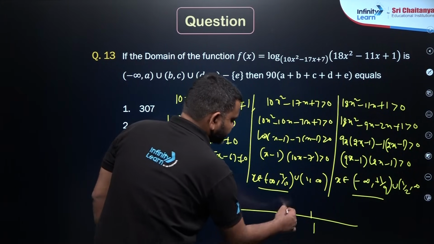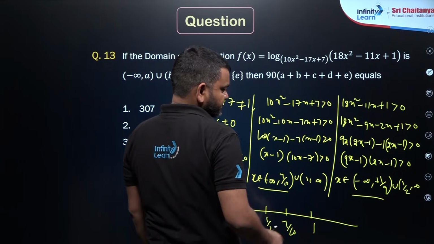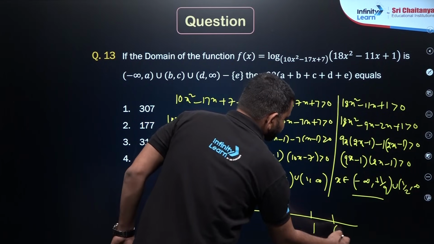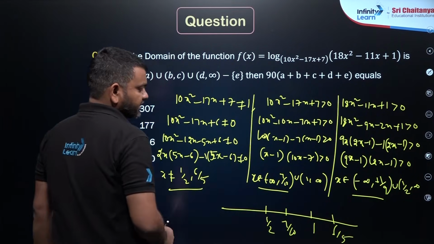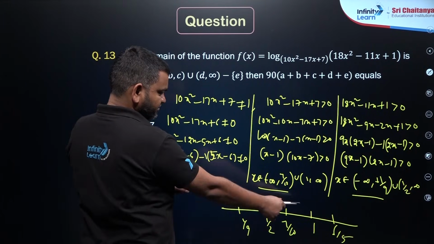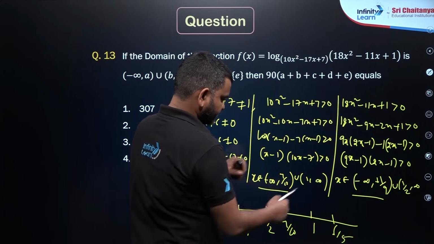7 by 10 is greater than that. So 7 by 10 and 1 by 2, all of this is already done. Then I have 1 by 2, 6 by 5. So 6 by 5 is here. And then I have 1 by 9. So 1 by 2 I wrote, 6 by 5 I wrote, 7 by 10 done, 1 is done, 1 by 9 is done, 1 by 2 is done.